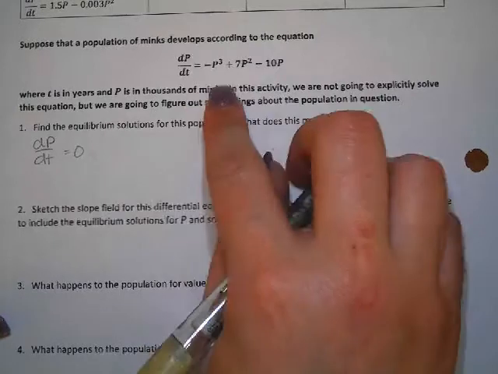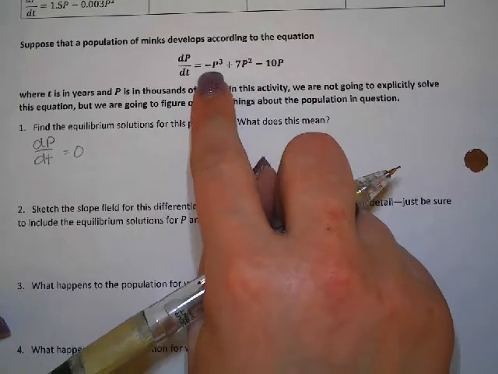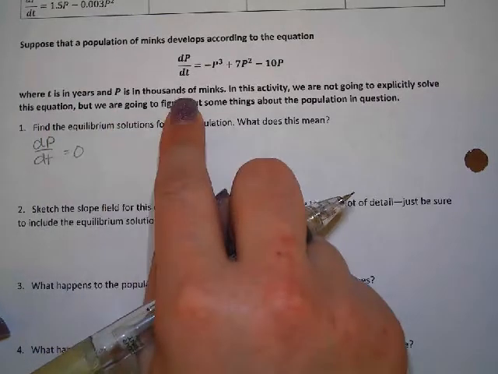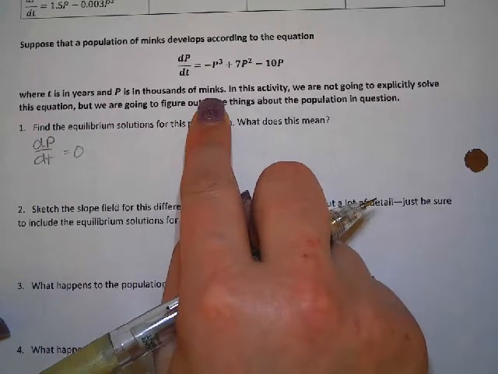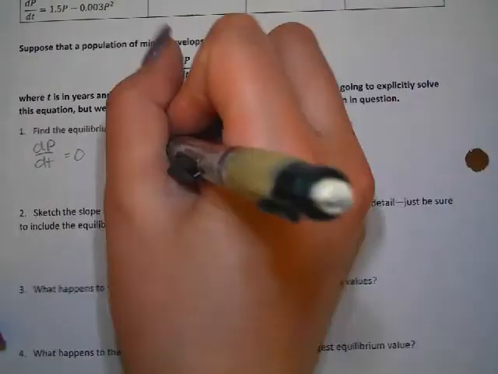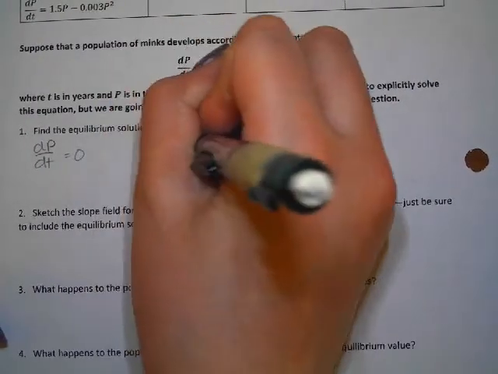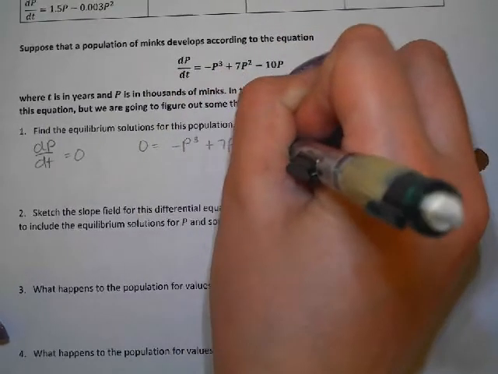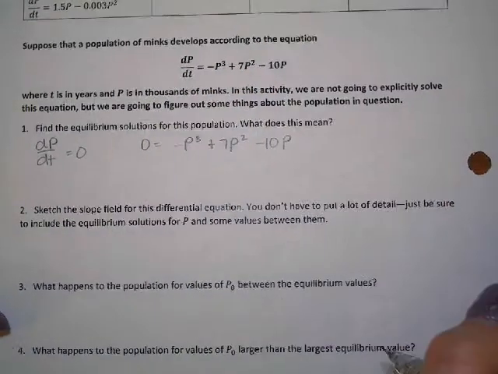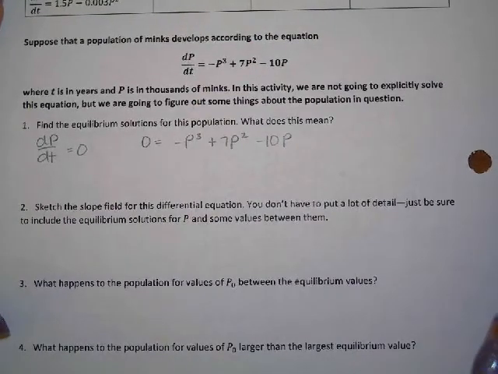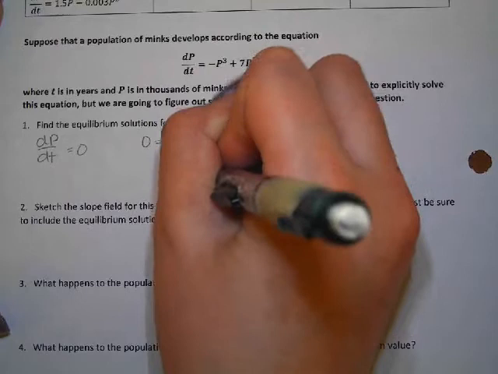And their population develops according to this, where t is in years and P is in thousands of minks. Cool. All right, so find the equilibrium solutions. We're going to say 0 equals negative P cubed plus 7P squared minus 10P. We can factor, and I would factor more than a P, a negative P.